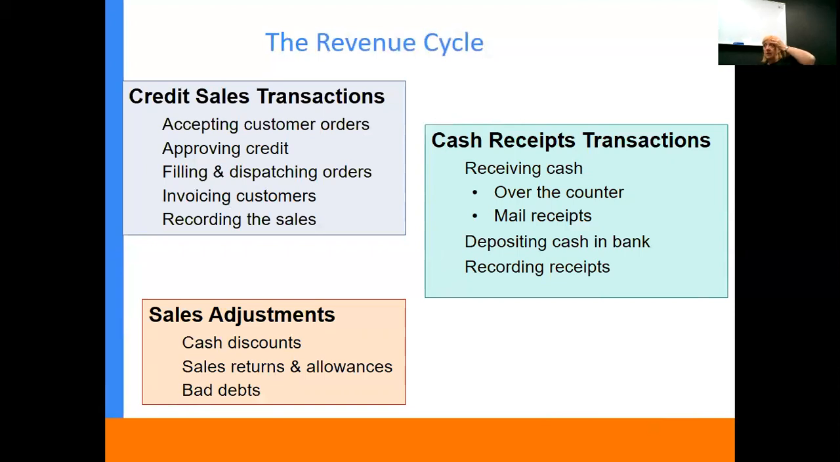Same with sales returns and allowances. And when we write off a debt, when we've actually got a bad debt, that's going to be done through an adjustment. And so you can imagine there are really different areas that we need to consider, that misstatements can occur, where things could be entered incorrectly, or where there can be deliberate frauds.